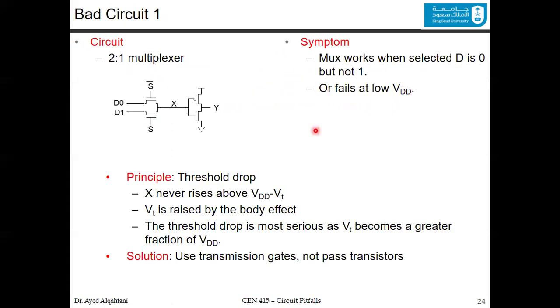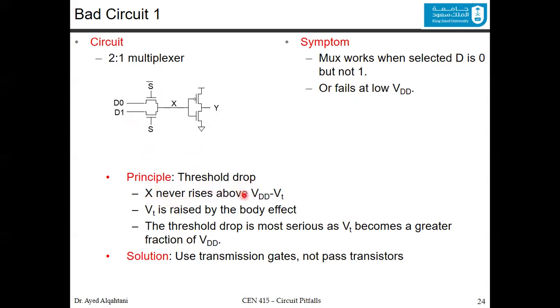The first bad circuit is a 2-to-1 multiplexer. It was designed this way. Now the symptoms: the mux works when the selected D is 0, which means this one, but not 1. Or it fails at low VDD. We investigate and investigate. In the end, we say that the principle is actually the threshold drop.